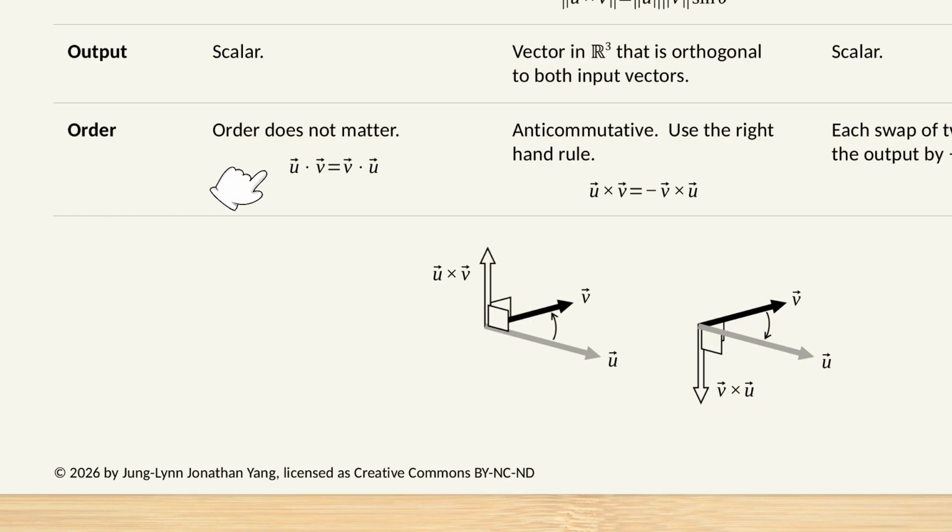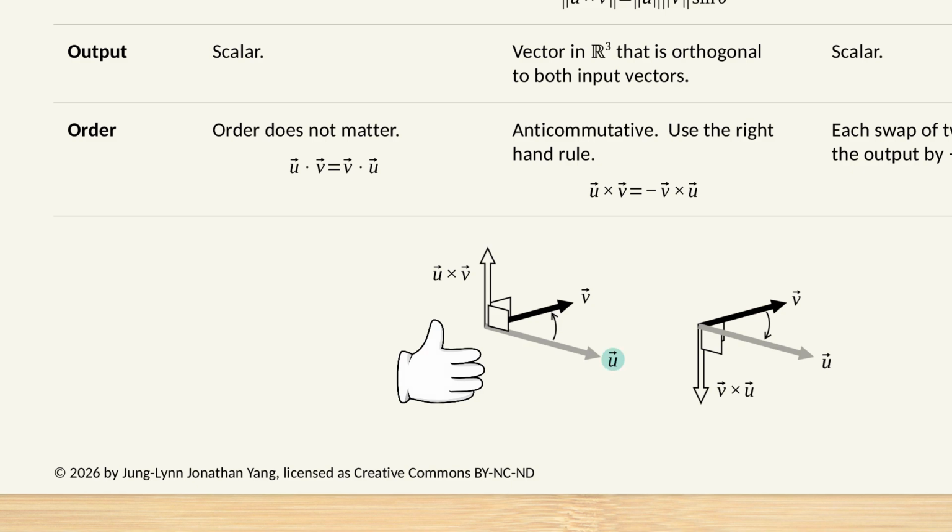With a dot product, the order doesn't matter. U dot v is the same as v dot u. Cross product is anti-commutative, which means u cross v is the negative version of v cross u. Geometrically, it looks something like this. We can use the right-hand rule to figure out the direction of the cross product.